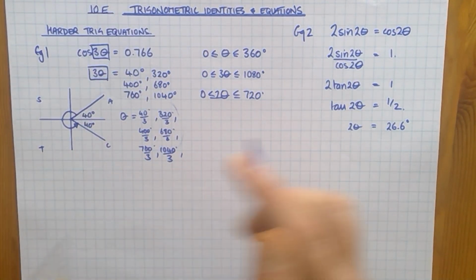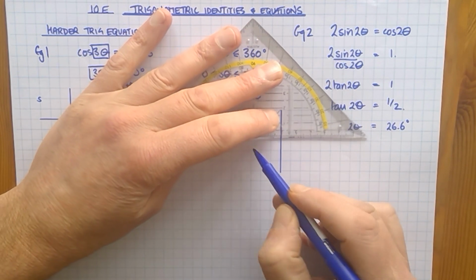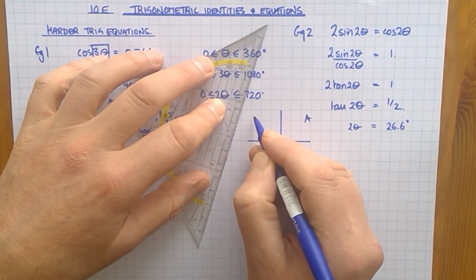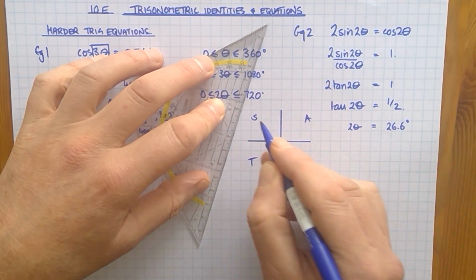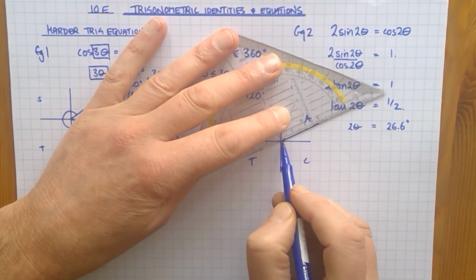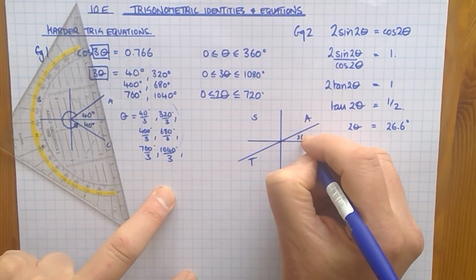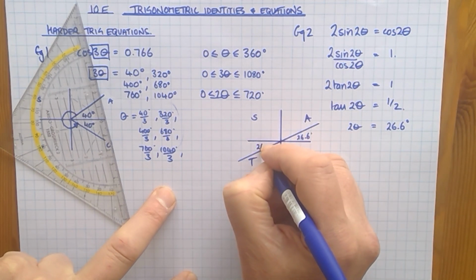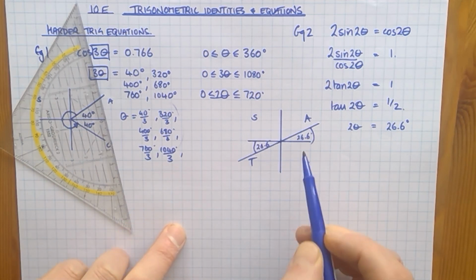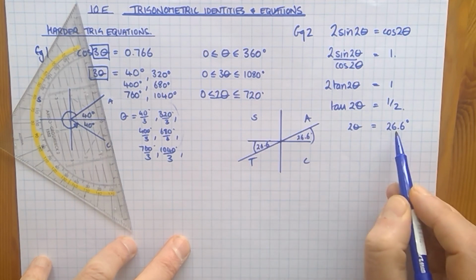Now I need my CAST diagram. C-A-S-T, cosine, all, sine, tan. 26.6 is going to be about there. Tan rotates around the origin, so that's 26.6. This is 26.6. So all the values of 2 theta between 0 and 720, that's the first value.